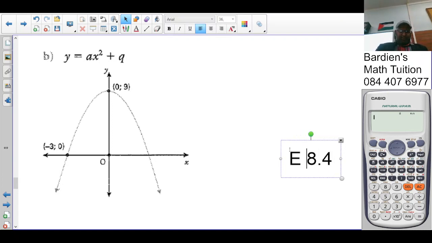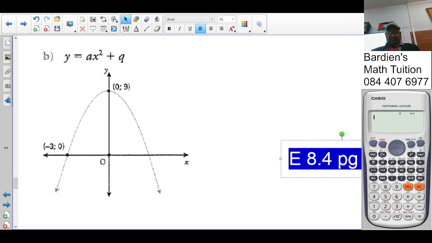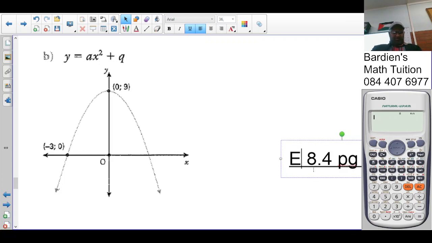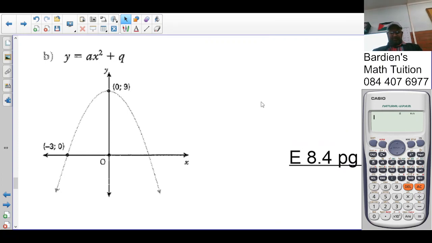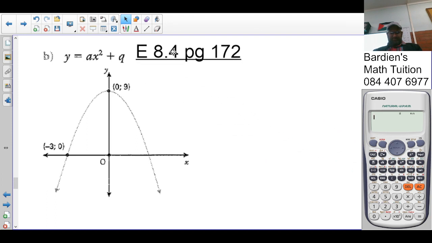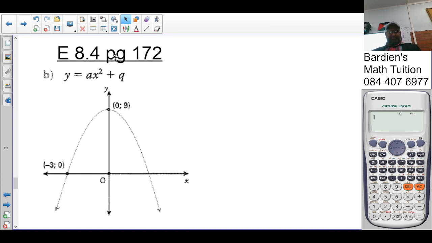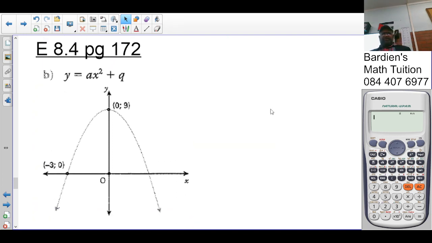Exercise 8.4, on page 172. The X is for some reason not working. That button. There. All right.